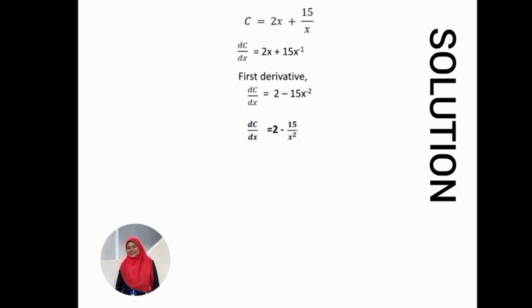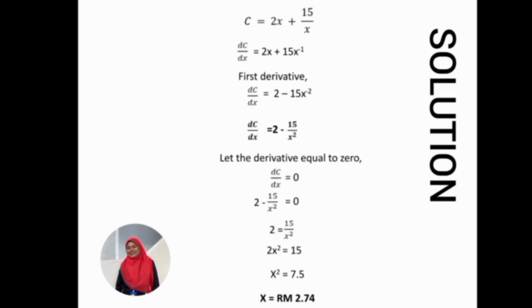Next, let the derivative equal 0 because we just want to find the x value. So you can write 2 minus 15 over x to the power of 2 equals 0. You finish the solution and get the x value. So we get x equals 2.74 ringgit Malaysia.